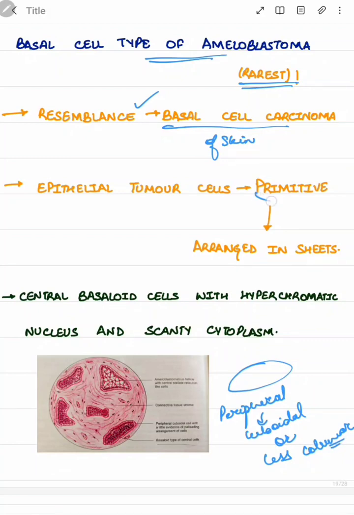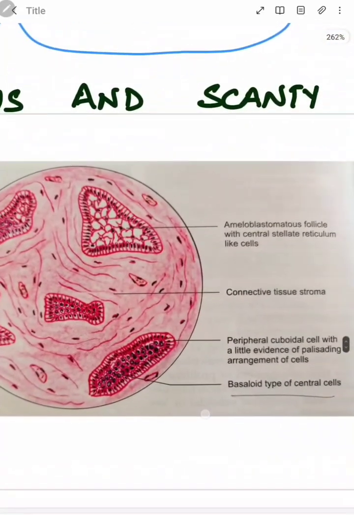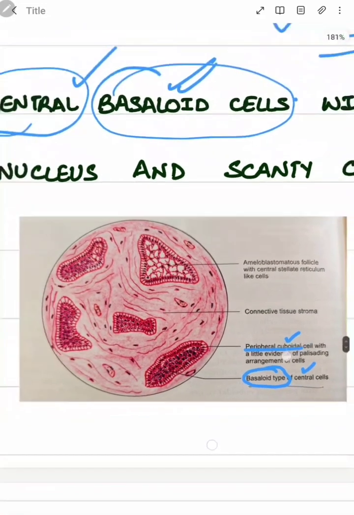That's why we call them primitive, and these are arranged in the form of sheets, whereas the central cells are basaloid in shape. So the central cells are basaloid and the peripheral cells are less columnar, right? So here in this picture you can see the basaloid type of central cells are there and peripheral cells are cuboidal in nature.